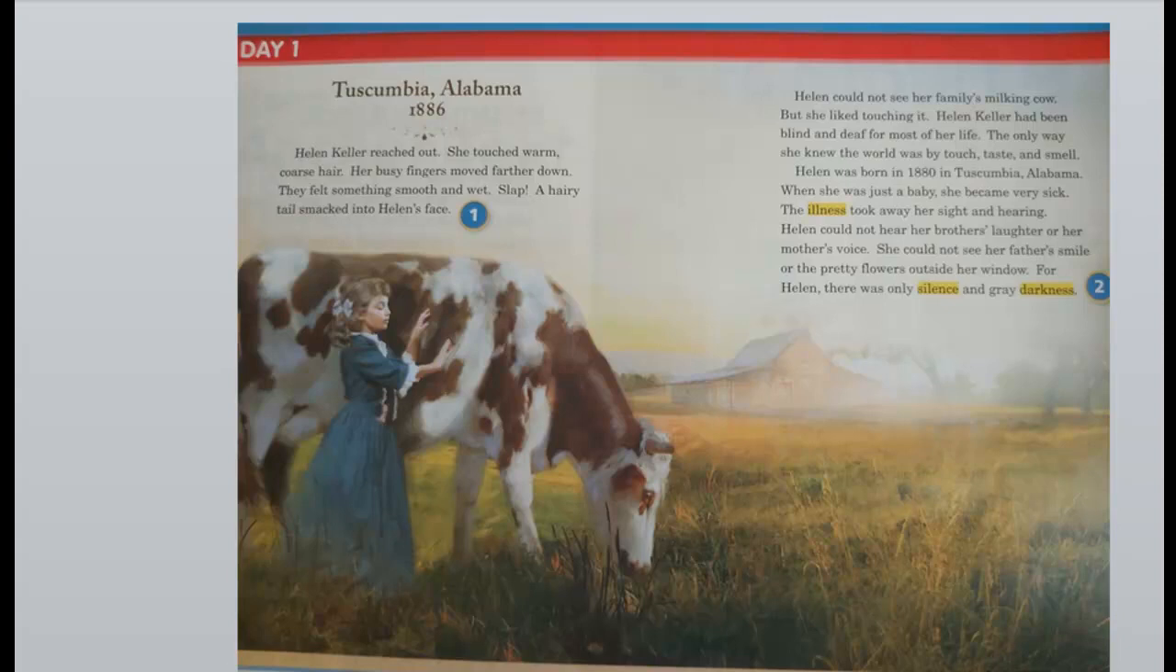Helen couldn't hear her brother's laughter or her mother's voice. She couldn't see her father's smile or pretty flowers outside her window. For Helen, there was only silence and gray darkness. She couldn't see anything that we can see, guys. She couldn't hear anything that we can hear now, okay?